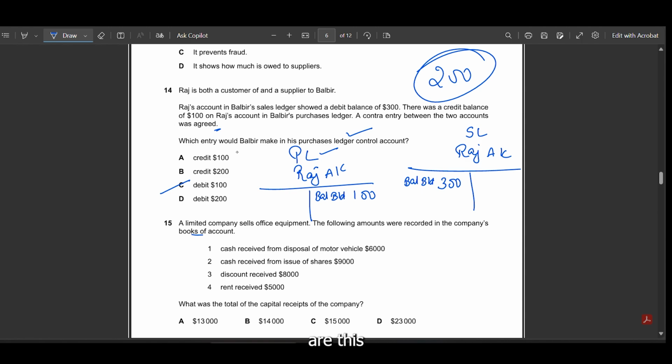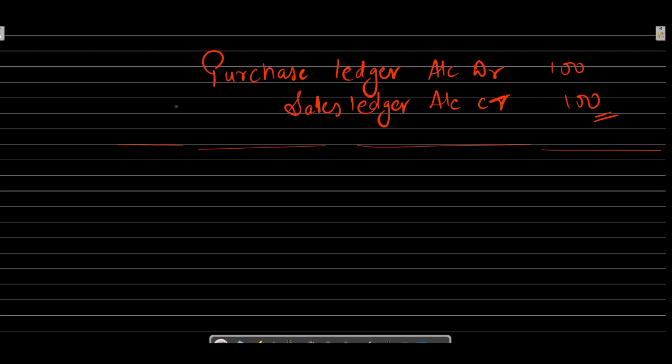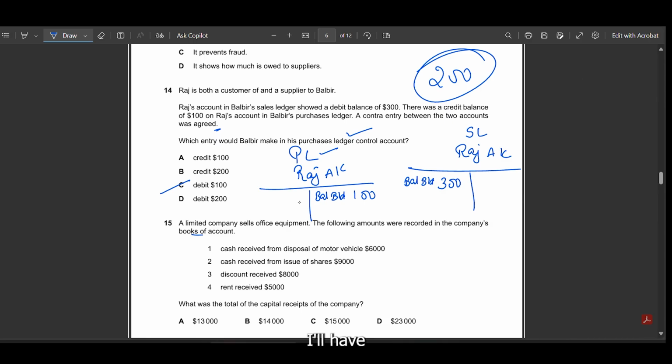So the question over here is, which entry would Balbir make in his purchase ledger control account? If you all can see my journal entry over here, purchase ledger has been given a debit entry of $100. So I'll have to record over here 100 as sales ledger account. This is nothing but my contra entry. So the right option would be option C in this case.